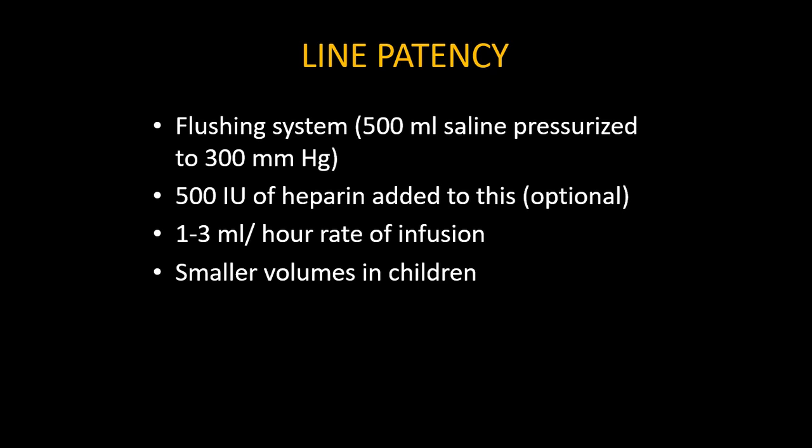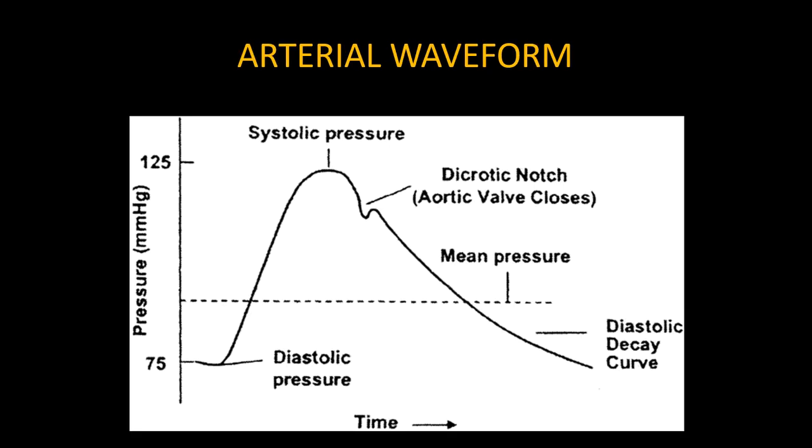So 500 saline, which is pressurized to 300 millimeter of mercury. So we have a bag with the pressure in it. Heparin may be added, optional. The infusion rate is 1 to 2 ml per hour. So it is called keep vein open or keep artery open. In children, this volume is lower, less than 1 to 3 ml, because it can be very high.